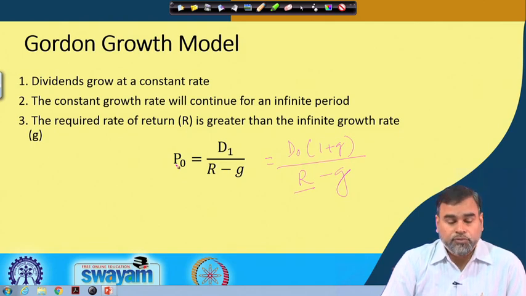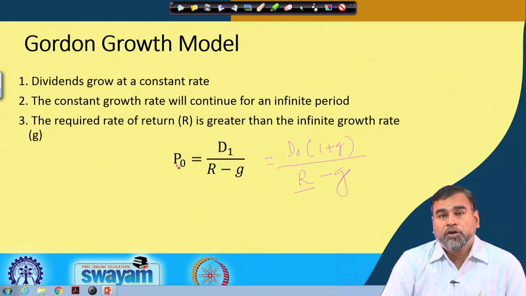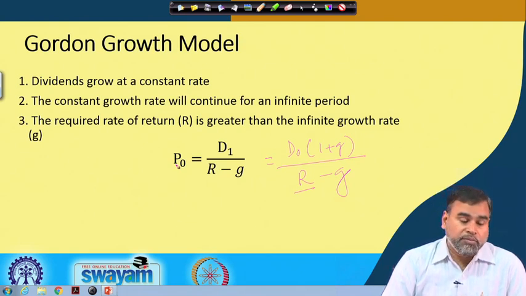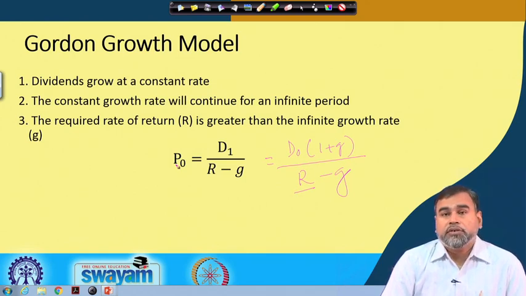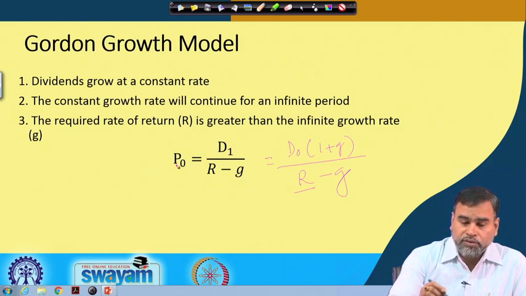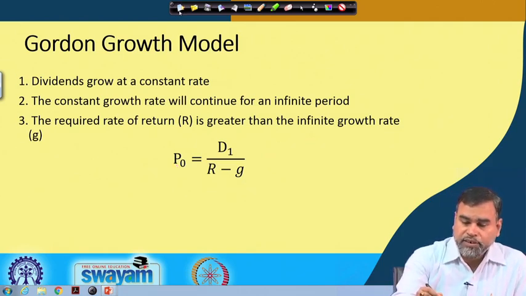So this is one particular model which talks about the valuation of equity, popularly known as Gordon's growth model. Gordon has given this concept assuming that the growth rate of the dividend remains constant for an indefinite period of time. So, let us see how this can be derived.